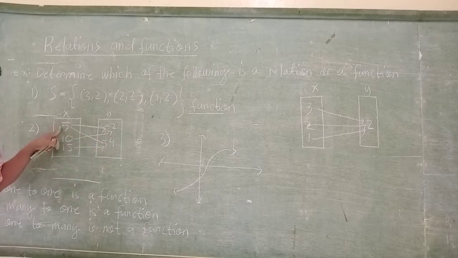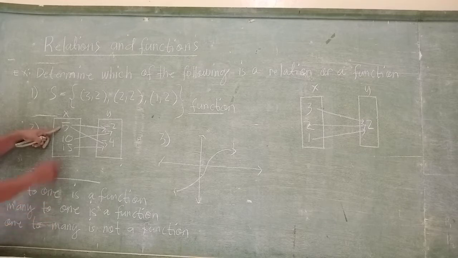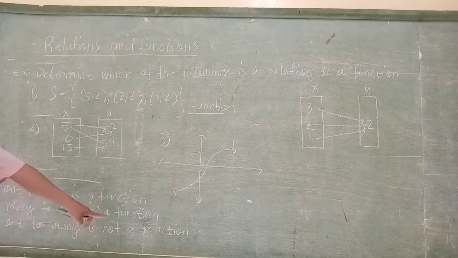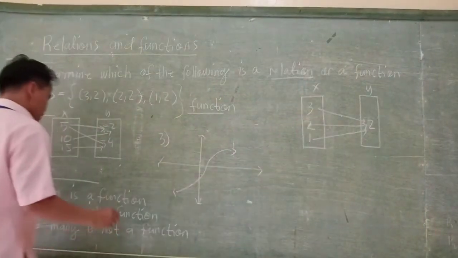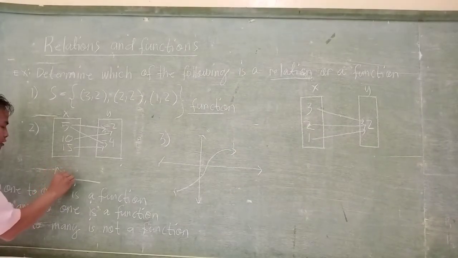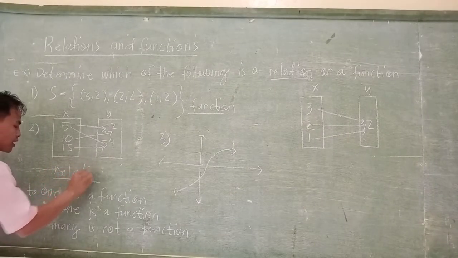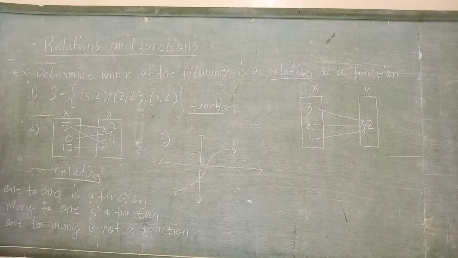Since it is just 5, we can say that it is one to many. It has only one x but two values. So that is one to many, and one to many is not a function. Therefore, it is a relation. Okay, remember, not all relations are functions, but all functions are relations.